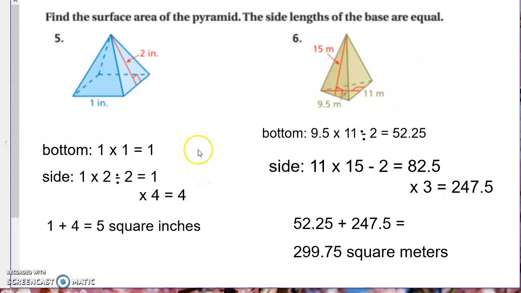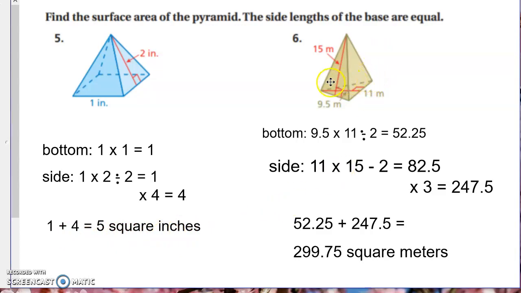Next question says, find the surface area of the pyramid. So first I'm going to look at the bottom. The bottom is a square, which would be 1 times 1, which is just 1. The side here would be base times height divided by 2. So 1 times 2 divided by 2, which is just 1. But there's 4 of those triangles going around, so I multiply that times 4, and that gives me the side area of 4. Then I add 1 plus 4, and that gives me the surface area of 5 square inches.